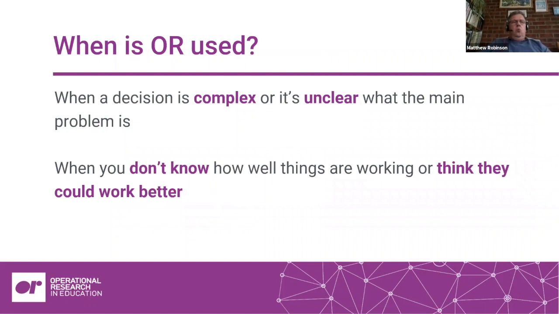So this is all operational research. It's all around when a decision is particularly complex or it's actually unclear what the main problem is, and when you don't know how well things are going, or you think they could be done better. So you think about the current situation we're in. How do people change what they're doing? How do organizations change what they're doing? They may want to say, well, we need to slow down production, but if they slow down production, do they need as many staff in place? Do they need to do additional training? Do they need to change what people are doing? So operational research is used when a decision is particularly complex and you need to understand.